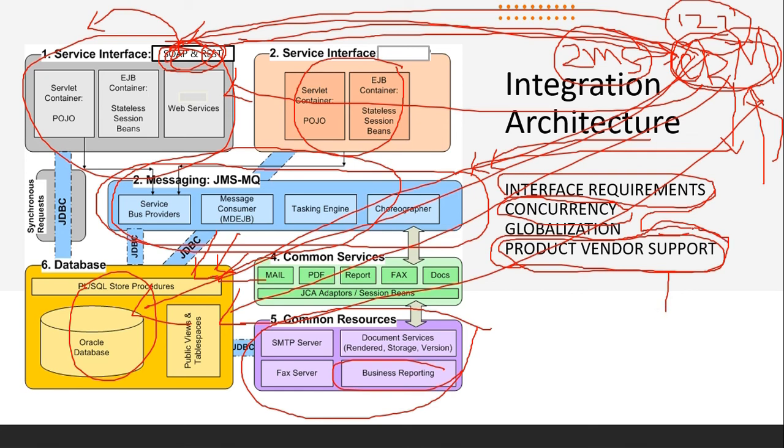So from the vendor support viewpoint, what are the key considerations you need to keep? If the vendor is not responding, or if there is an error on that side, how your system is going to deal with that is what you need to mention in this particular section. Hope I have explained what things you need to consider in the integration architecture from the viewpoint of interface, concurrency, globalization and product vendor support. Let's move on to the next section.